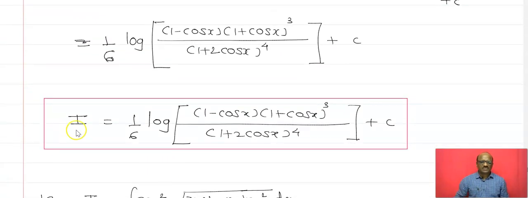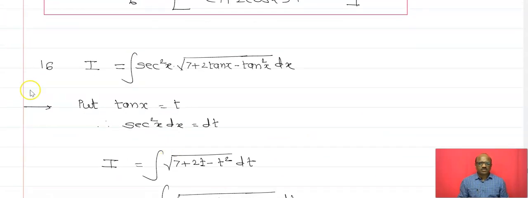And hence the final answer is I equals 1 by 6 log of in bracket 1 minus cos x into 1 plus cos x bracket raised to 3 upon 1 plus 2 cos x bracket raised to 4 bracket complete plus c. Now the next problem, that is problem number 16.